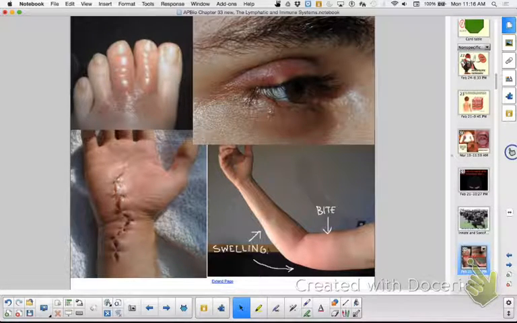I remember that. Okay, so here you could get a spider bite or something, and it bites you and puts its toxins in your body. That would be considered an antigen, something that triggers an immune response.